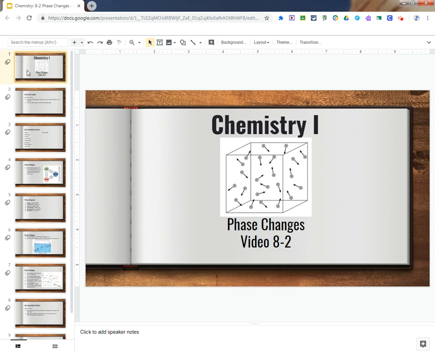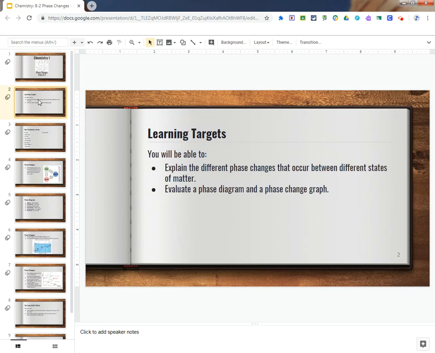Welcome to video 8, phase changes. In this video, you're going to be explaining the different phase changes that occur between the different states of matter, primarily liquid, solid, and gas. In this video, you're also going to learn how to evaluate a phase diagram and read a phase change graph.